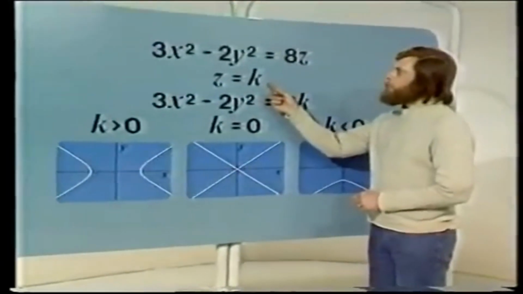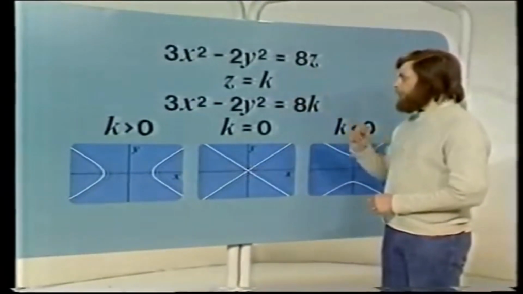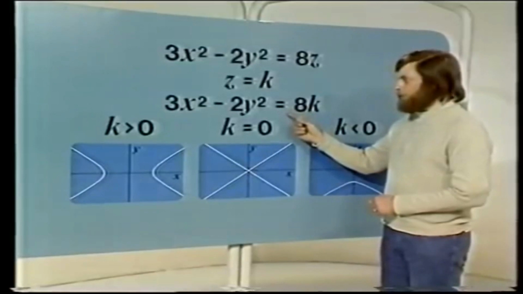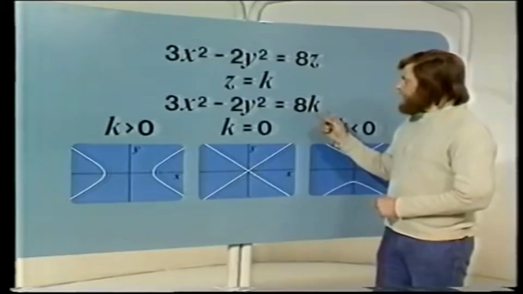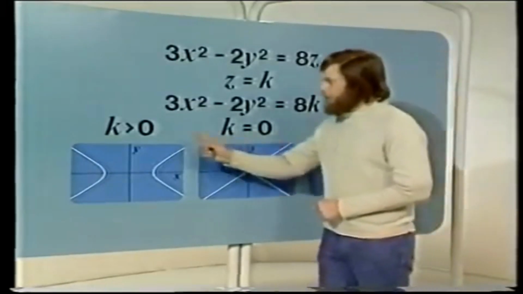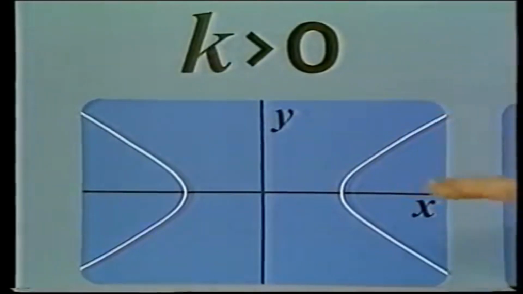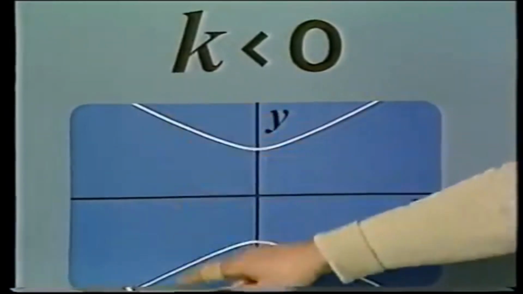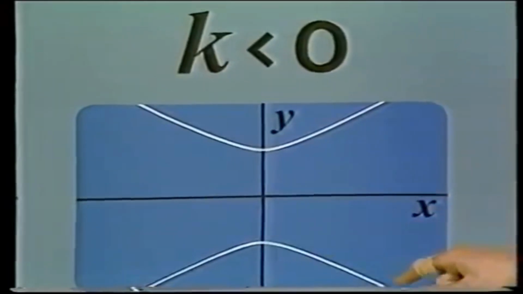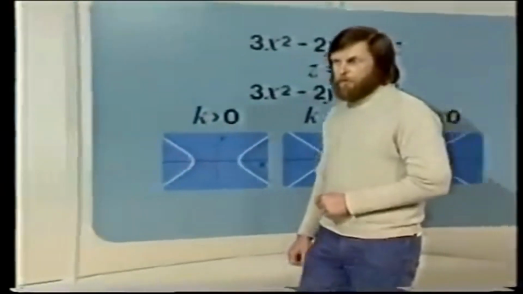So let's put z equals k into the equation, and we get this. Now, once again, it looks as if it's going to be a hyperbola, but it depends really on the value of k. You see, if k is positive, that means we're above the xy plane. We get a hyperbola like this. If k is 0 and we actually cut with the xy plane, we just get a pair of straight lines. But if we cut below the xy plane, we get a hyperbola, and it's the other way up. So let's have a look at that on the models.